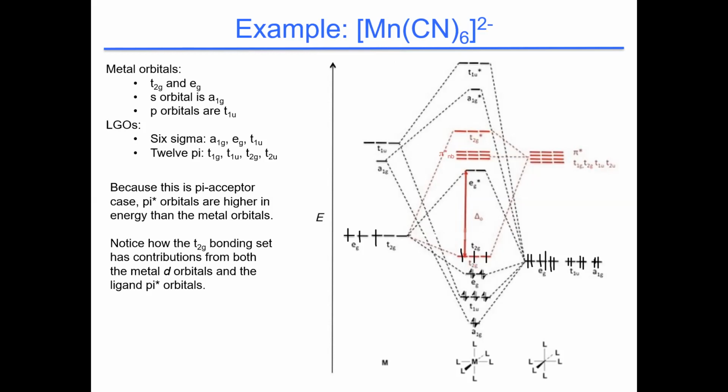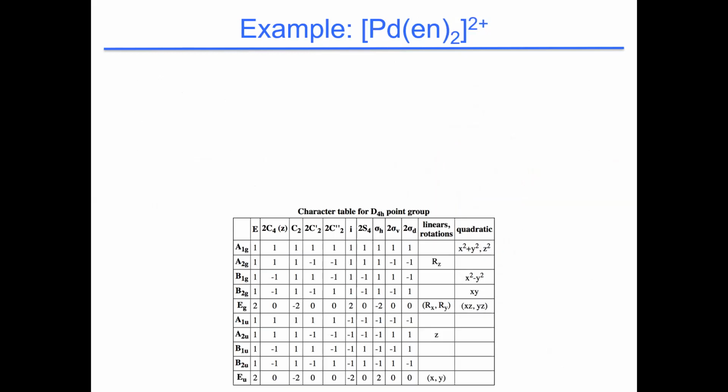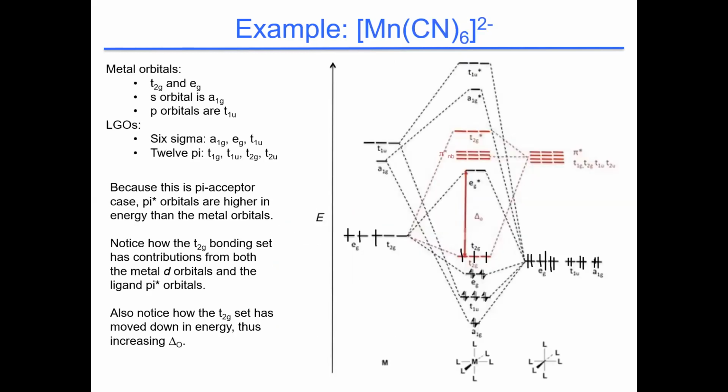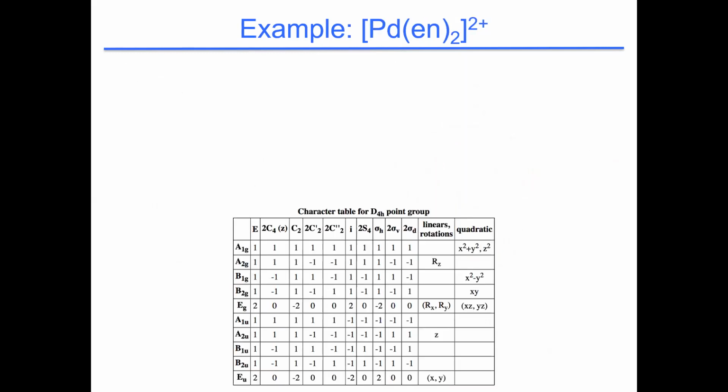So now the T2G set has contributions from both the metal d orbitals and the ligand pi star orbitals. Most importantly, because of the interaction with the pi star orbitals of the ligands, the T2G set has moved down in energy, so now they're primarily bonding interaction, and this causes an increase in delta octahedral for the complex.